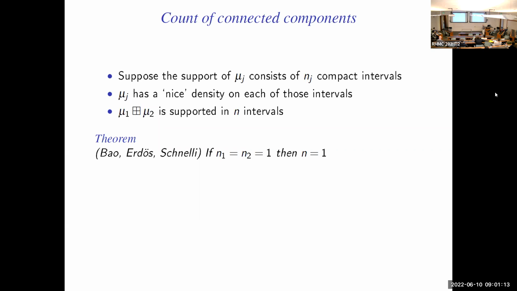And yes, in the more general case, Morillon and Schnelli have proved that n is strictly less than 2 times n1 and 2. They have more precise estimates than this, depending on various parameters.